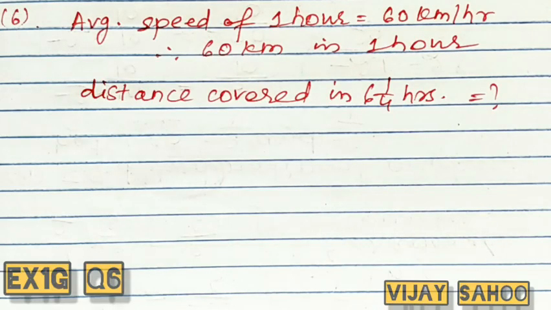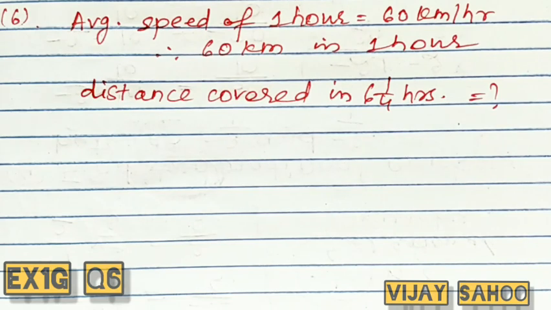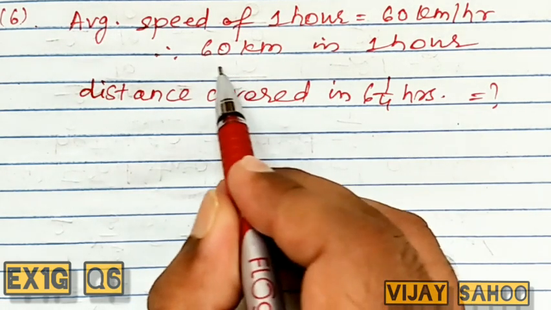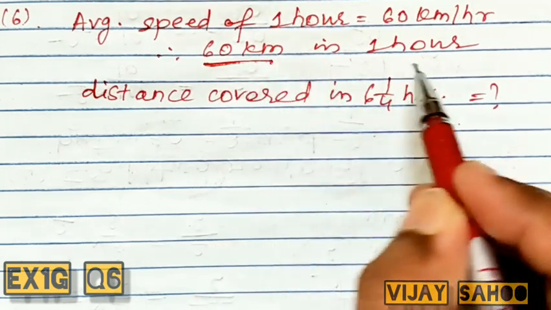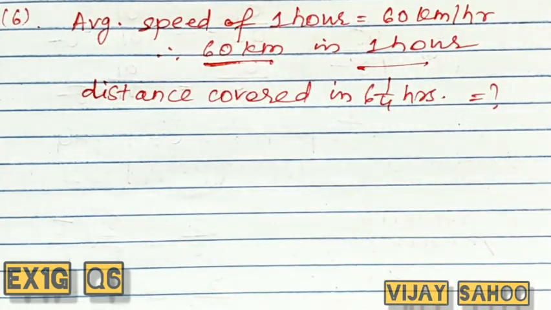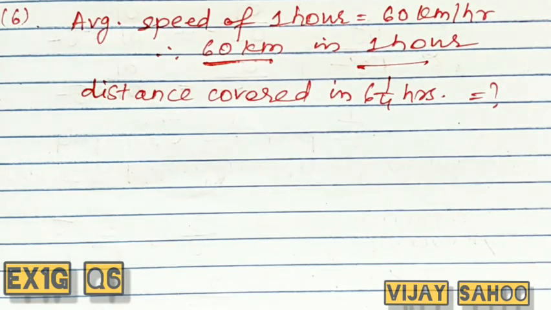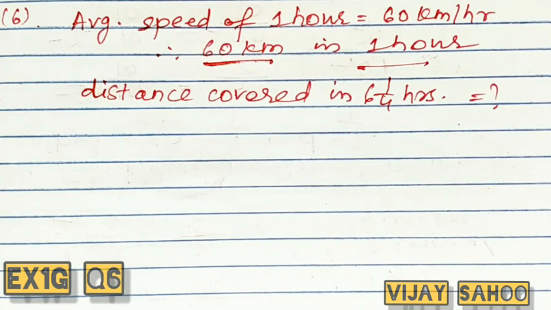You got the question now? This is the information I have written from our question. Average speed of 1 hour, that is 60 km per hour. It means 60 kilometers it will cover in 1 hour. So how much distance will it cover in 6 1/4 hours? That we have to identify. So in 6 1/4 hours how much? Simply we are going to do the multiplication over here.